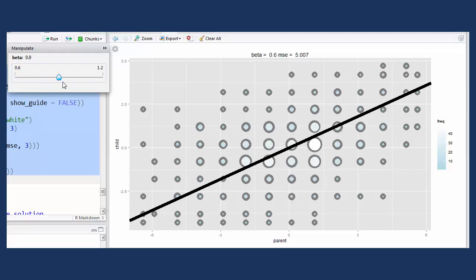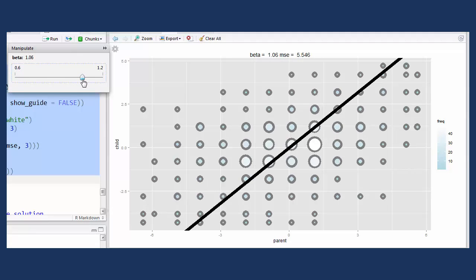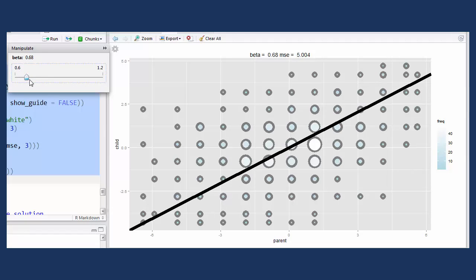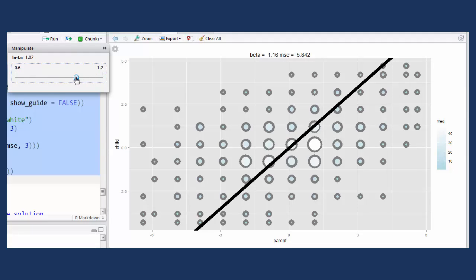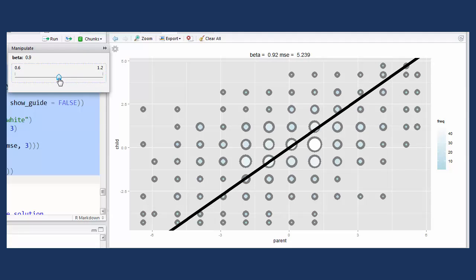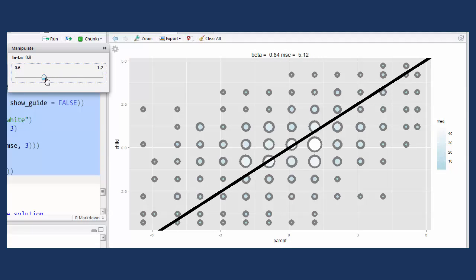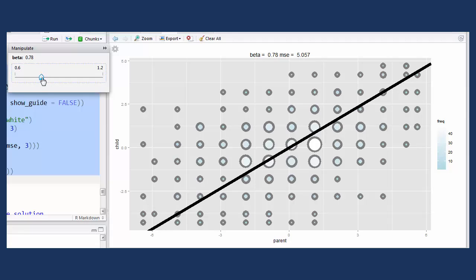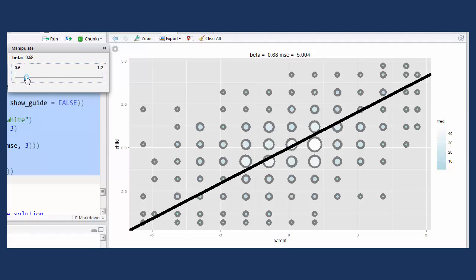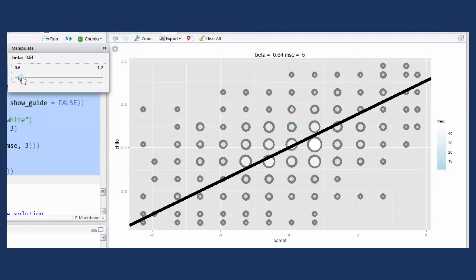0.6 doesn't look so bad. Let's move it to one that's not so good. Okay, the mean squared error has gotten a lot worse, right? So it went from 5.004, say at 0.68. Now let's move it all the way up. Now it's at 5.8. And you can see the mean squared error getting lower as you get down to a slope, looks like 0.6 something is doing pretty well. 0.64 has 5, and then 0.62 has 5.002, so it's gone up. So it looks like about 0.64.